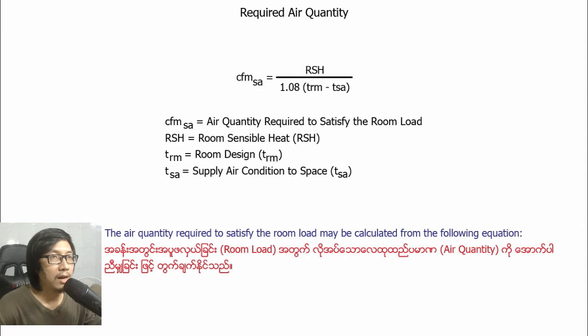CFM SA equals RSH divided by 1.08 times (TRM minus TSA). CFM SA equals air quantity required to satisfy the room load. RSH equals room sensible heat. TRM equals room design temperature. TSA equals supply air condition to space.